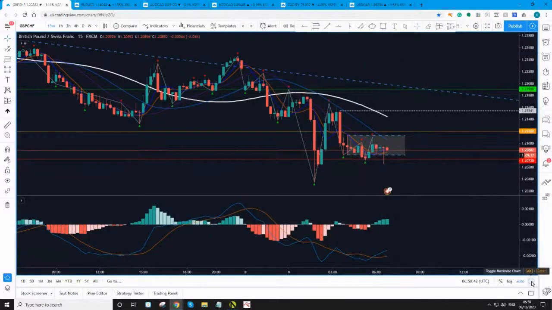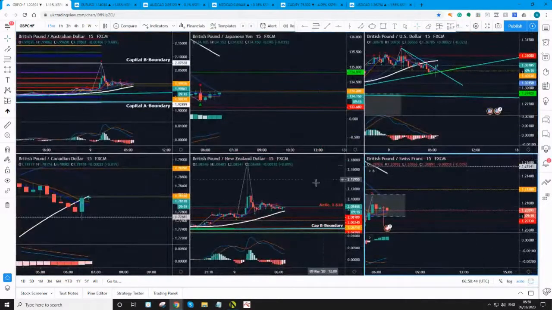Okay. So that's pound Swiss. And the last one to look at, in terms of the pounds, is going to be pound New Zealand.